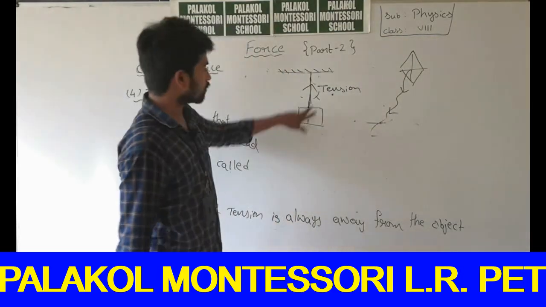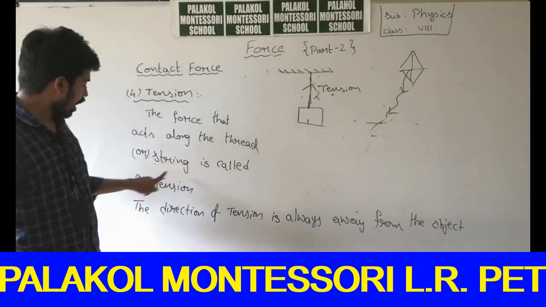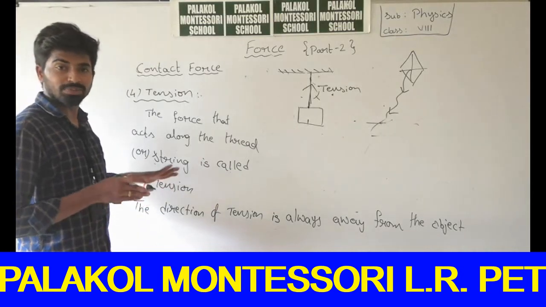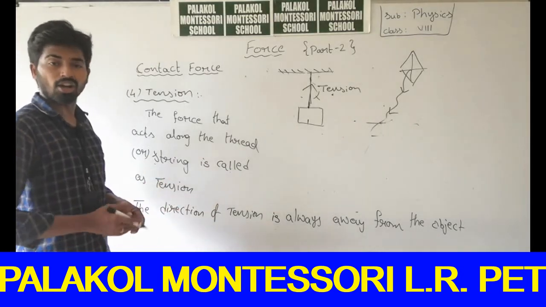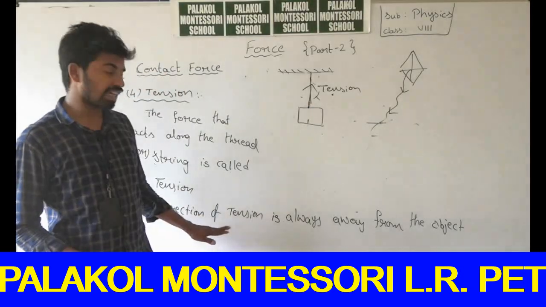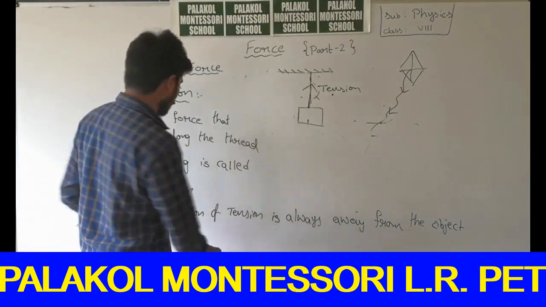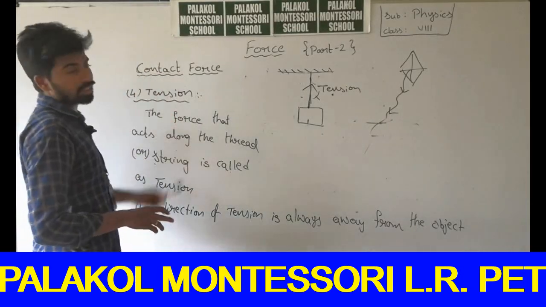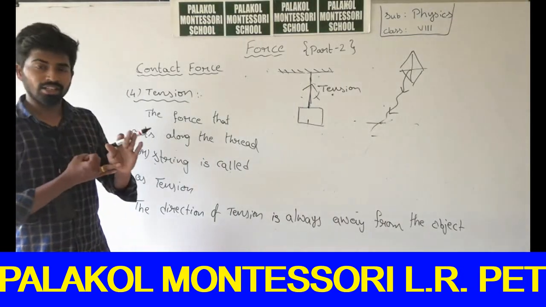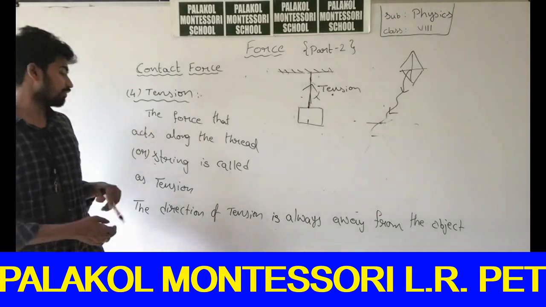Okay. So, this is the concept of tension. Tension is the force that acts along the thread or string, meaning wires, threads or ropes. And what is the direction of tension? Tension always acts away from the object. So, these are the different types of contact forces: muscular force, force of friction or frictional force, the third one is normal force, and the fourth one is tension.